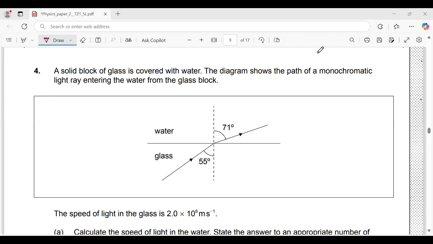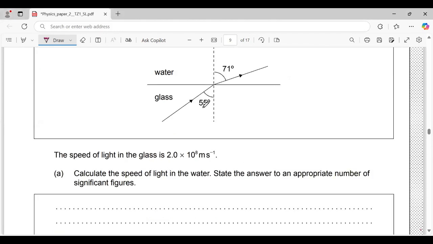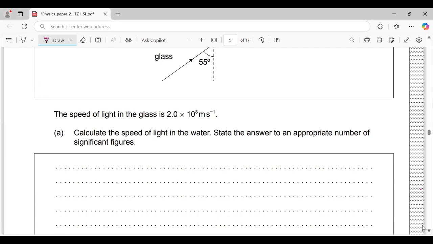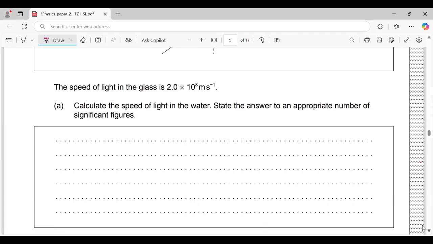Number 4, a solid block of glass is covered with water. The diagram shows the path of a monochromatic light ray entering the water from the glass block. This is the diagram. The angle of incidence in glass is 55. The angle of refraction in water is 71. The speed of light in the glass is 2 times 10 power 8 meter per second. Calculate the speed of light in the water. State the answer to an appropriate number of significant figures.